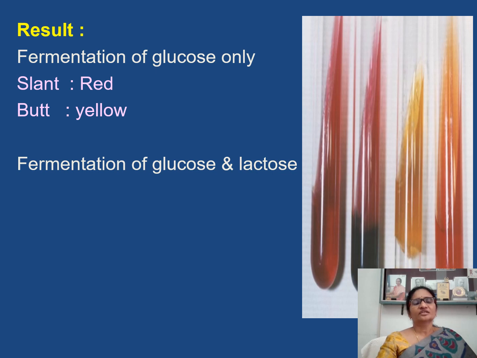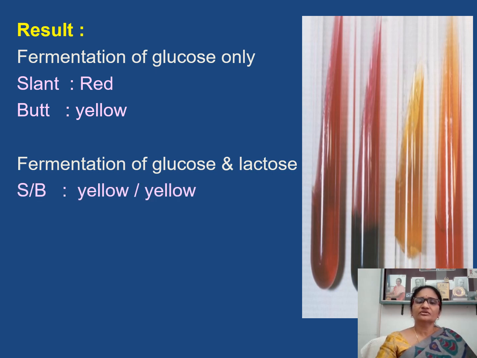And because it is only 1 gram, after that 1 gram is over, it is fermenting only glucose but not lactose and sucrose. So it has to utilize the peptone present in the medium, that leads to red color, because peptone utilization results in ammonia production, that is alkali. Phenol red is red in alkaline pH.